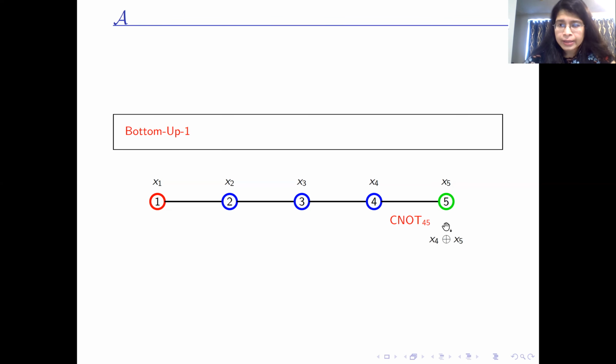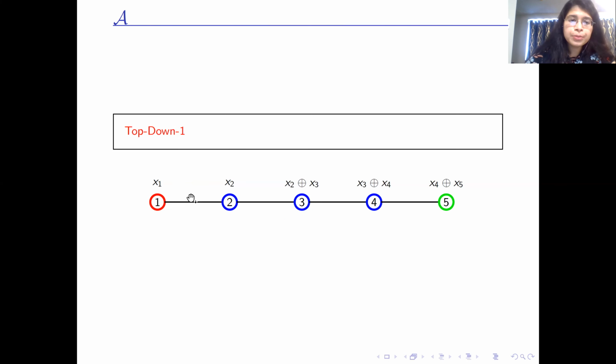Then the parity at these nodes change as shown in the figure. So we continue doing it like that. And we traverse till the second node, like the node which follows the root. Then we start from the root and traverse towards the leaf. So we do a top-down operation. We again place the CNOT as follows.